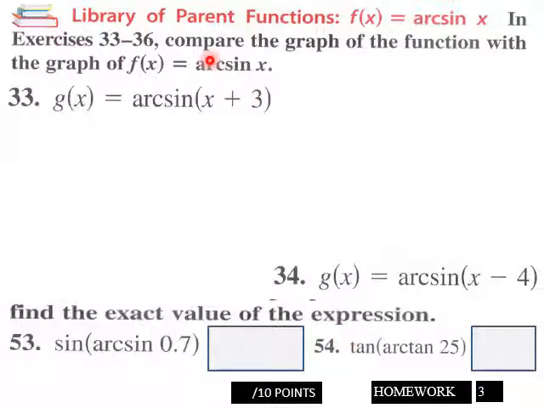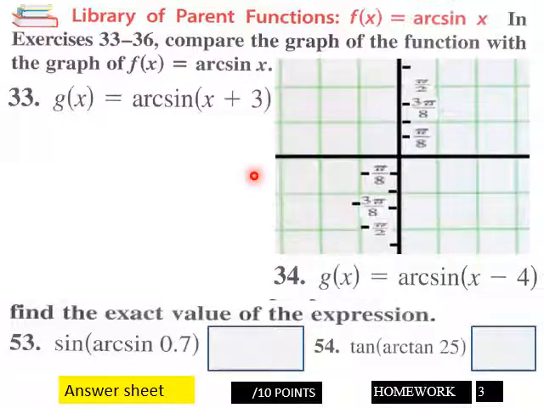Page 3, compare the graph of the function with the graph of f of x equals arc sine x here. So you have 33, g of x equals arc sine x plus 3. And then this will be the grid here that you use to compare it. Compare the graph of f of x equals arc sine x to this graph here on this same grid. And then down here, find your exact values here for 53 and 54.